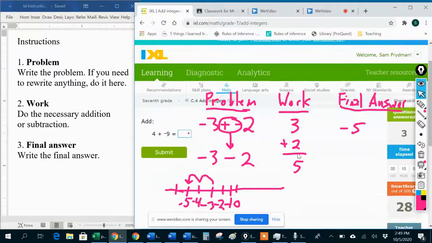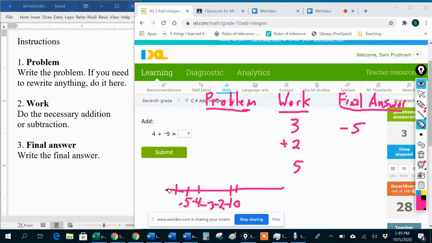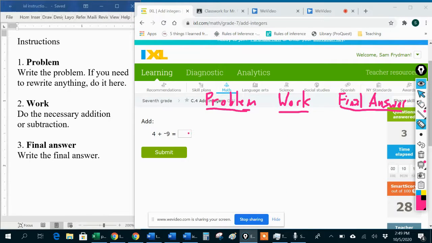All right, let's just skip ahead. Oh, you know what? I'll do this problem actually. And the reason I'll do it is just to explain what I was talking about before. Okay, 4 plus negative 9. So the plus negative is going to turn into minus. We have 4 minus 9.